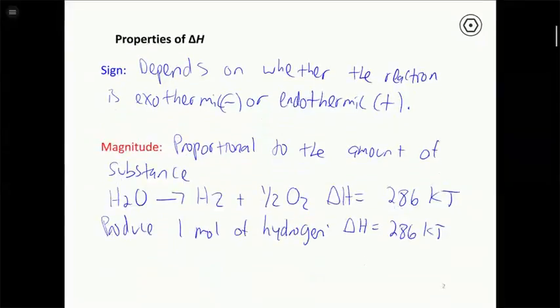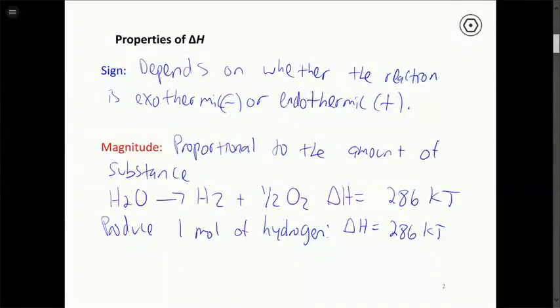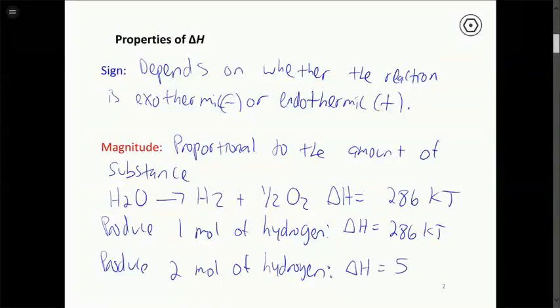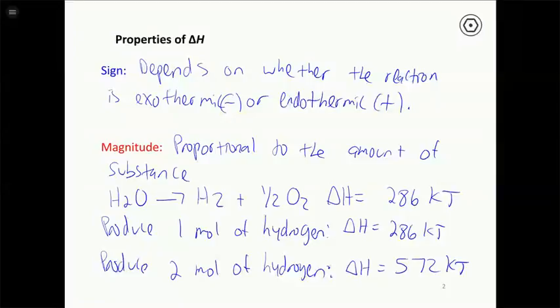But let's say we run the reaction on a larger scale and we produce 2 moles of hydrogen. Or alternatively, we double the coefficients for this reaction to make them all whole number coefficients. If we're producing twice as much hydrogen, we're going to have twice as much enthalpy change. The delta H will be 572, which is 2 times 286. All right, so when we change the coefficients in a chemical reaction, or experimentally when we run the reaction on a larger scale and are producing more product or consuming more reactant, that's going to cause our enthalpy change to scale by that same amount.